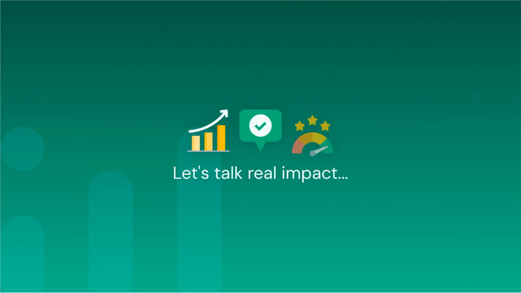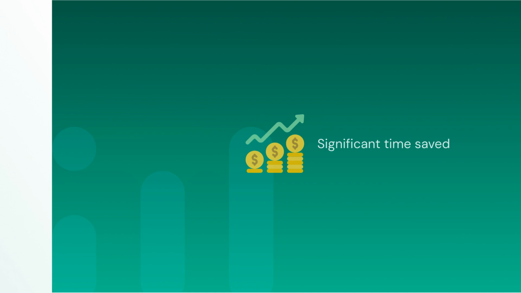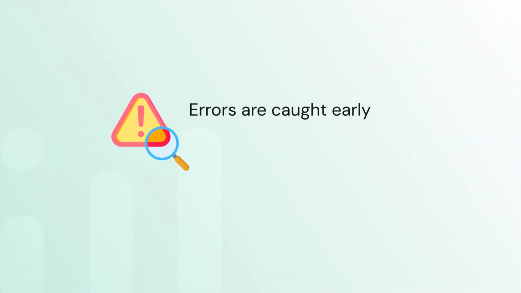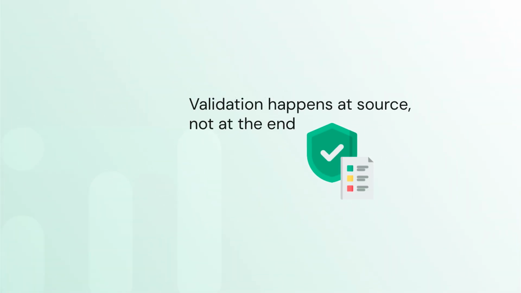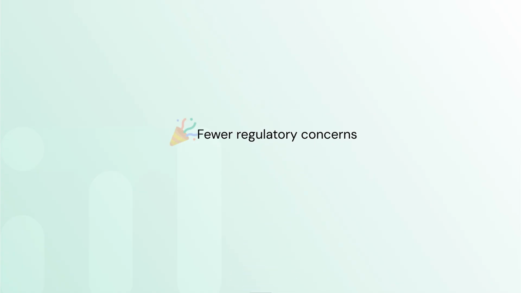Let's talk real impact. Your team reclaims significant time every reporting cycle. Errors are caught early because validation happens at source, not at the end. Compliance oversight improves significantly. Your disclosures are complete, accurate, and audit-ready, with minimal manual intervention. Fewer surprises, fewer follow-up items from auditors, fewer regulatory concerns.